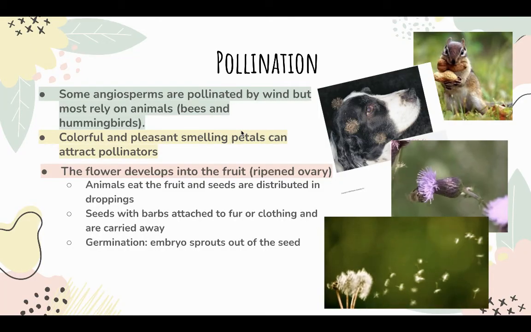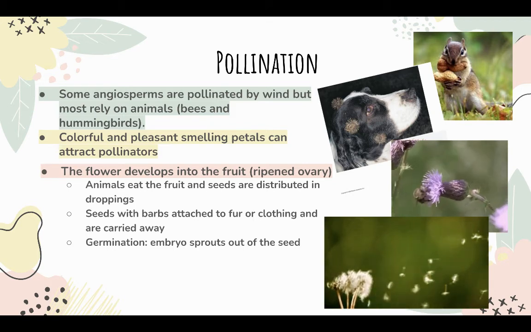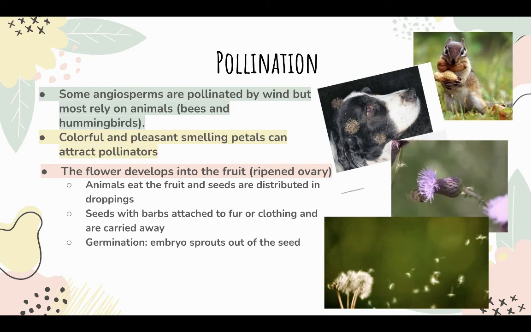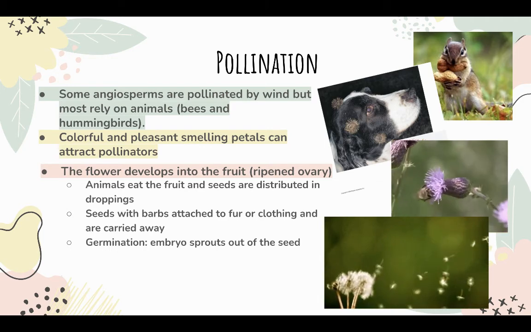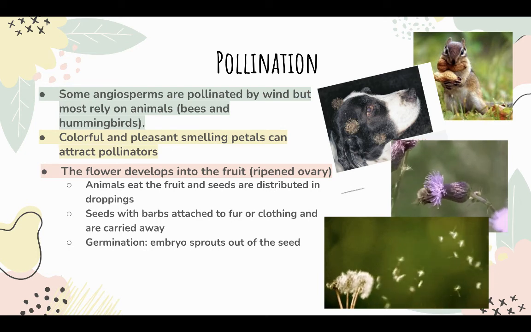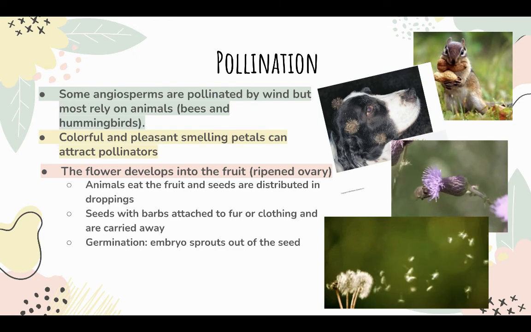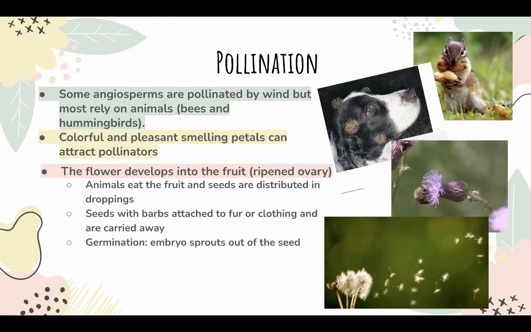So, pollination. Some angiosperms are pollinated by wind, but most rely on animals, like I was talking about earlier. Colorful and pleasant attracting smells can attract pollinators, as well as their pretty petals. The flowers develop into a fruit, which is a ripened ovary.